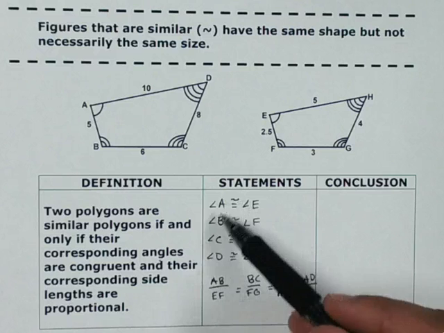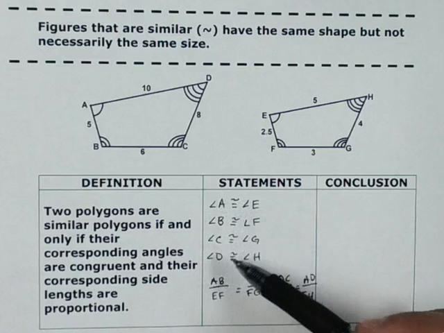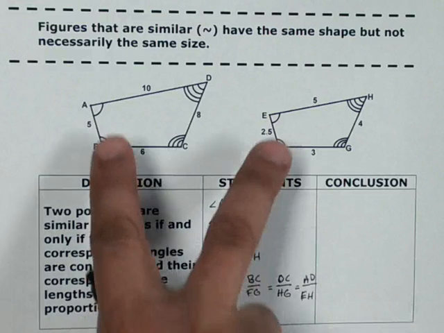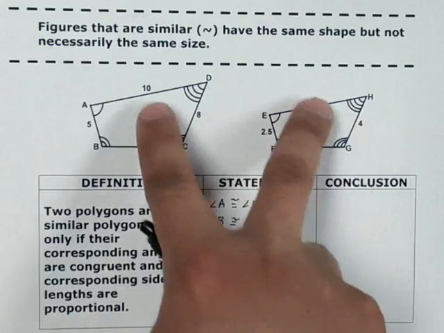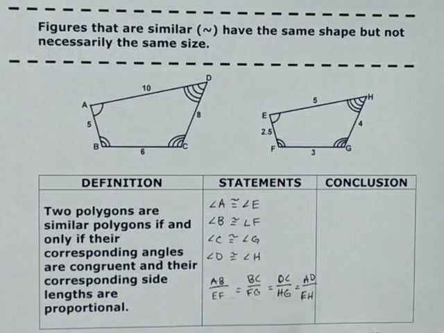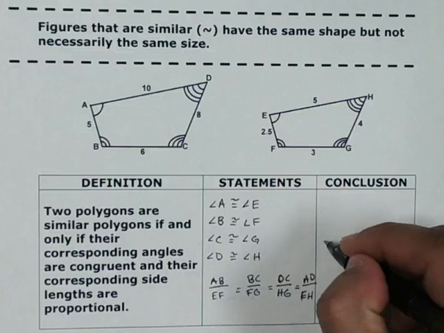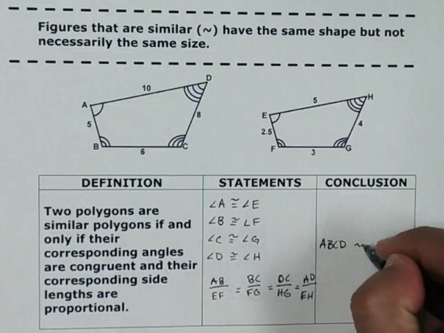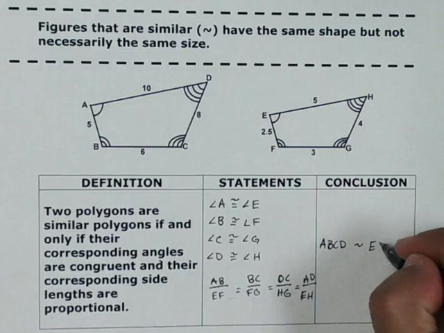So if I have four of these angle pairs, they're all congruent, and then I look at the ratio of these four pairs of sides, and that ratio is the same, then our conclusion is that quadrilateral ABCD is similar to quadrilateral EFGH.